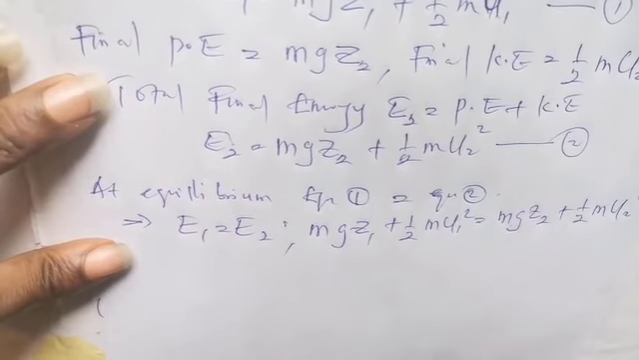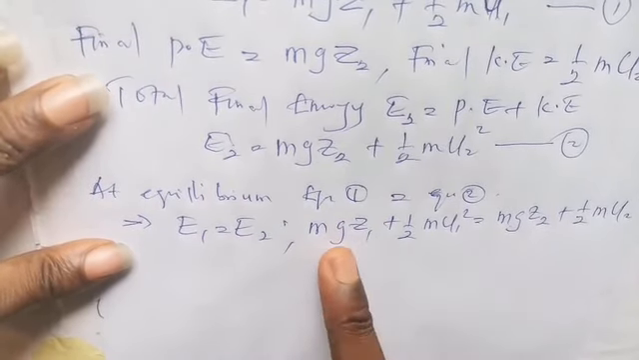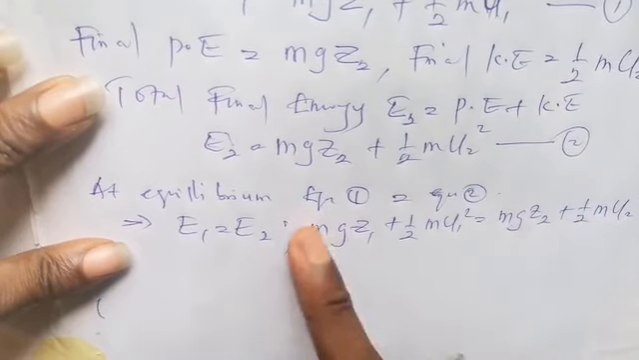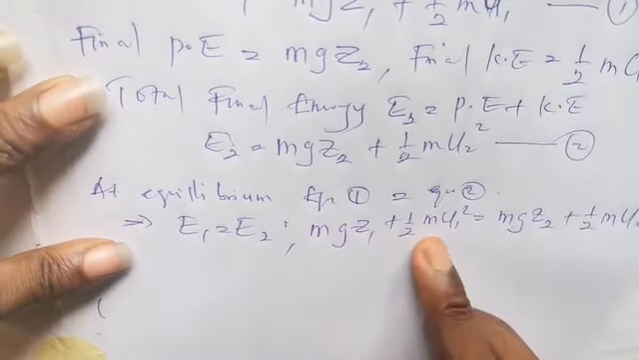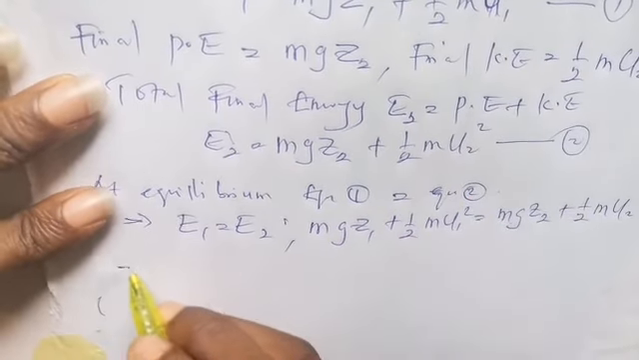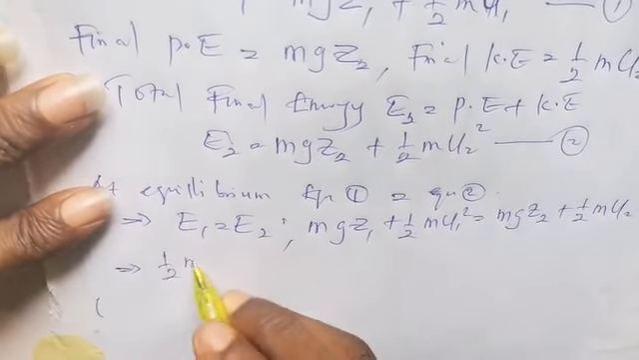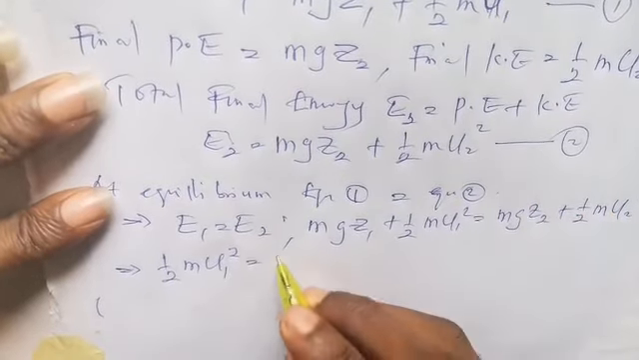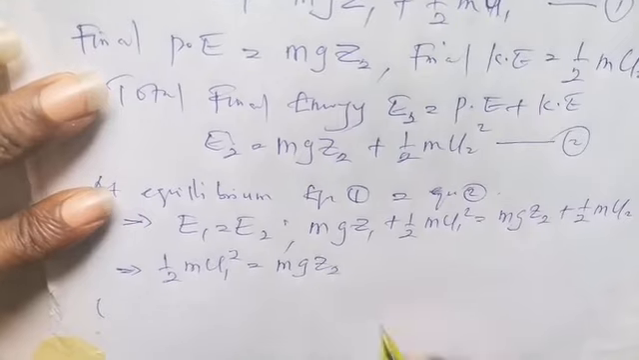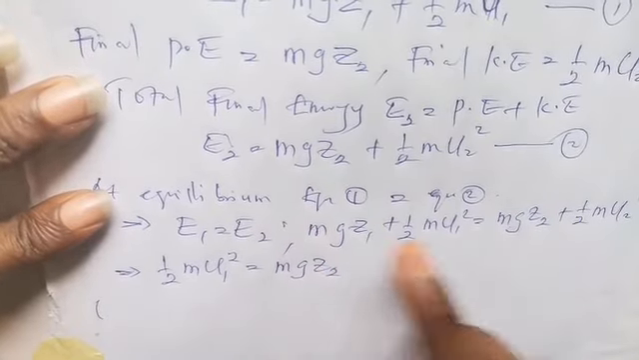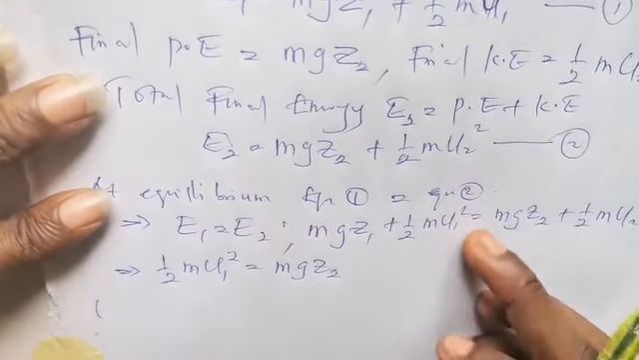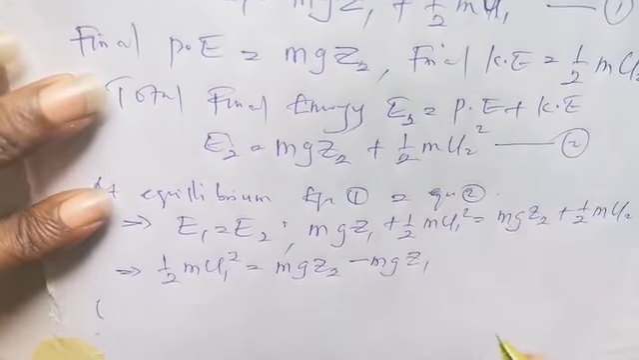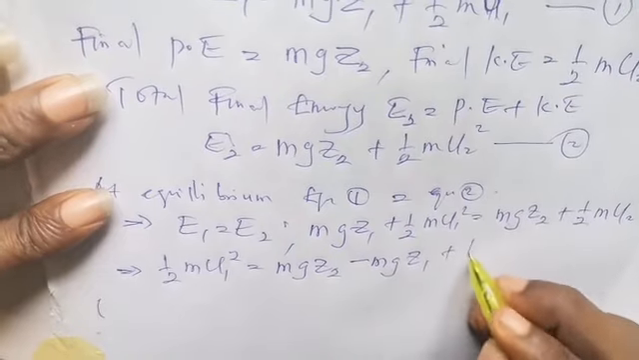So what I will do is this. I will simply send mgz1 over to this side of the equation. If I'm moving this, that means on this side of the equation, I'm left with 1 all over 2 mu1 squared. So this simply implies 1 all over 2 mu1 squared is now equal to, on this side, I have mgz2. So I'm sending plus mgz1 over here, positive sign, cross the equal sign becomes negative. So I have minus mgz1.